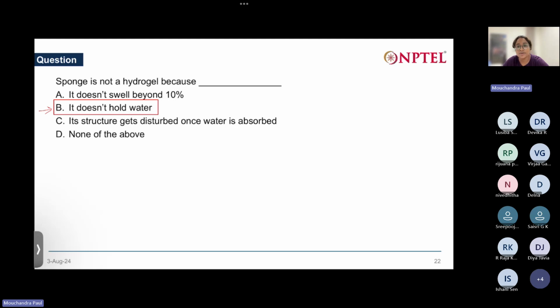The unique property of a hydrogel is that it can hold water and create an aqueous environment. That is why hydrogel is preferred when you are trying to artificially create a tissue. We are trying to mimic the aqueous environment that is there in our body through the use of hydrogels.